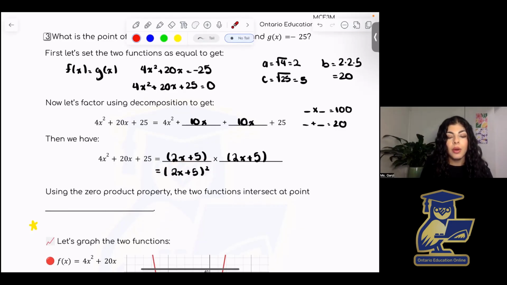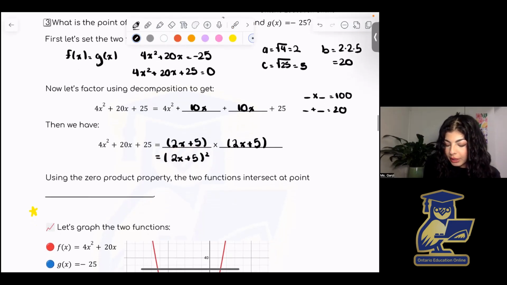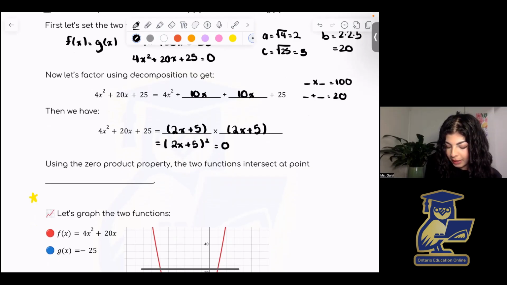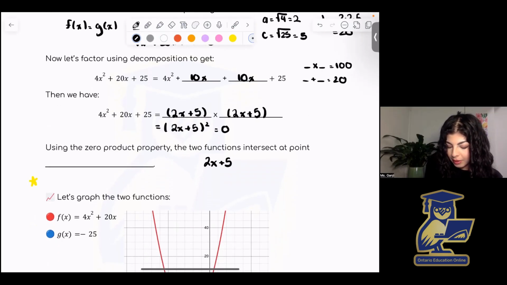So now, if we are to use the zero product property here, we are saying that this square bracket is equal to 0. Essentially, we are saying 2x plus 5 squared is equal to 0. If you take the square root, this is the same as 2x plus 5 is equal to 0. And so x is negative 5 over 2.